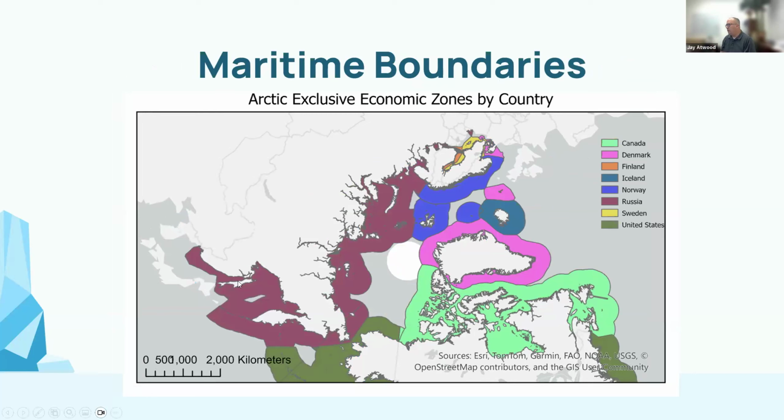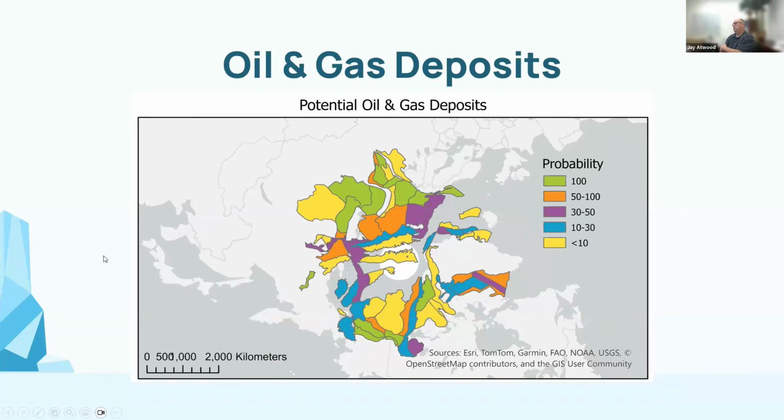The map I developed here was using the NGA Arctic application's maritime boundary. I queried the 8 countries with maritime boundaries so that we can see how that's changing. I also downloaded their potential oil and gas deposits.